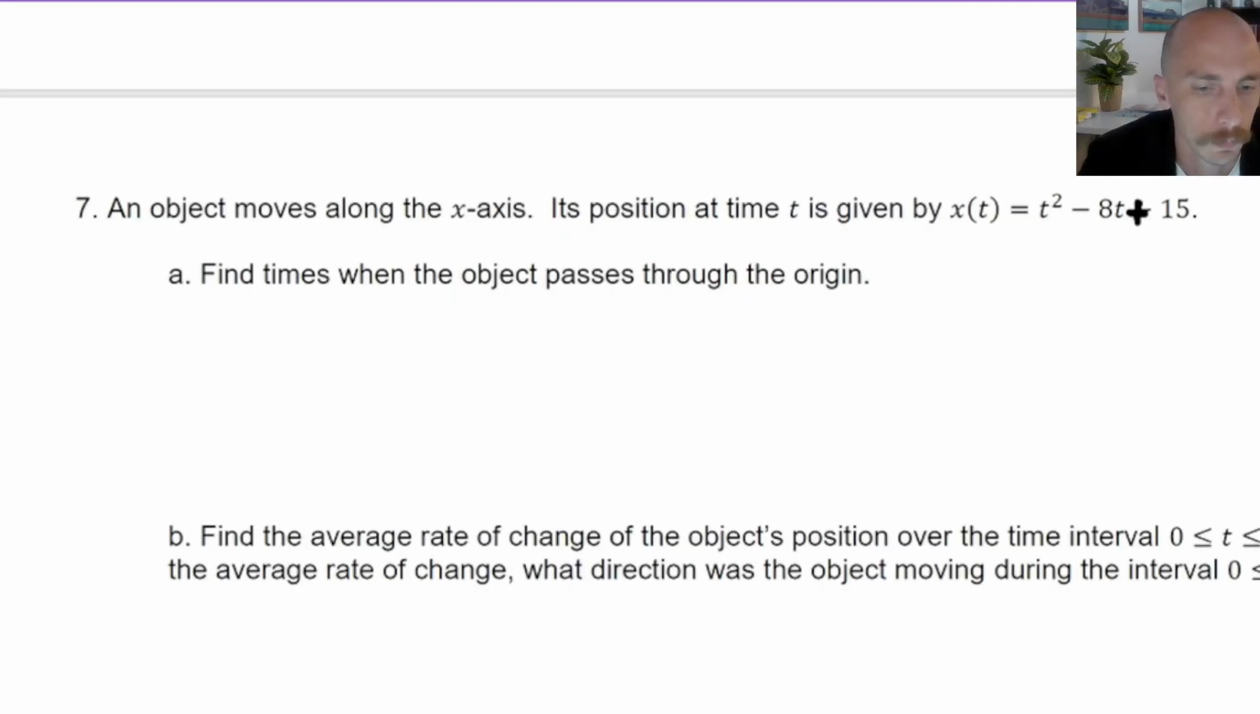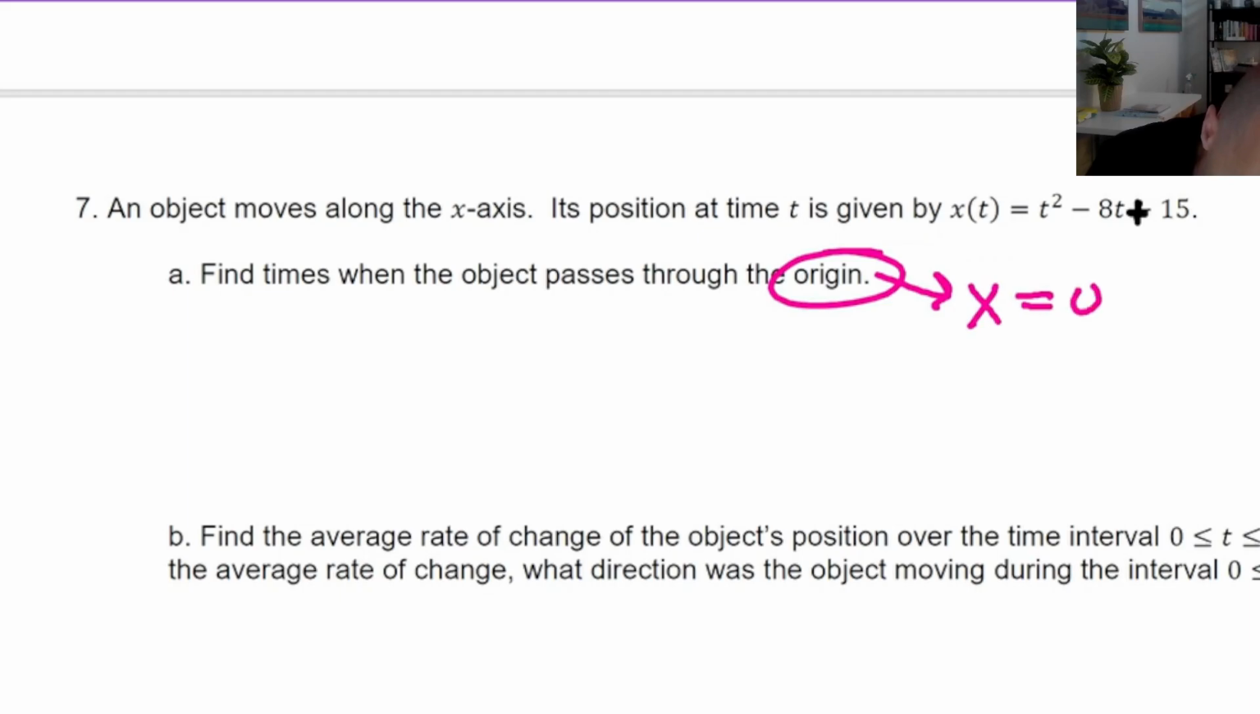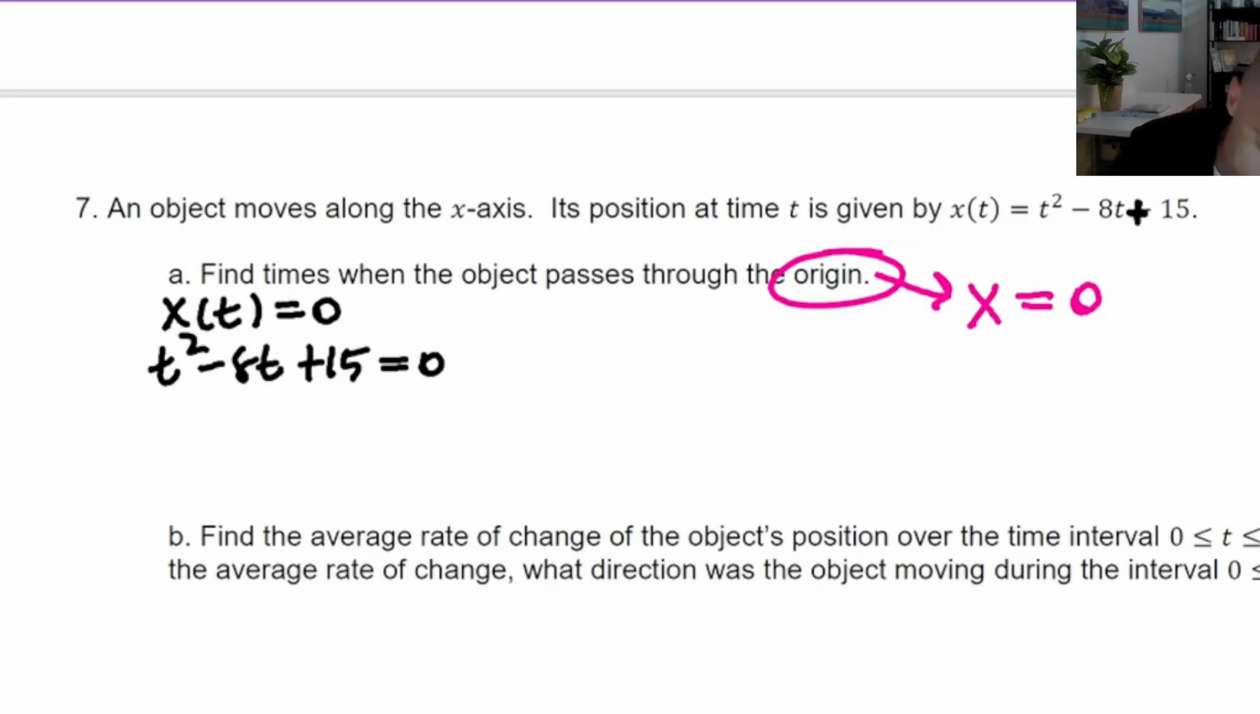Let's do it. Okay, so to start, if we're going to find the times when the object passes through the origin, right? Object at the origin would be when its x-coordinate is equal to 0. Okay, so x is a function of t, right? X is actually the output variable here, and time is the input variable. So what we're going to do is say, okay, x of t equals 0. We've got a formula for x of t. That's t squared minus 8t plus 15 equals 0.